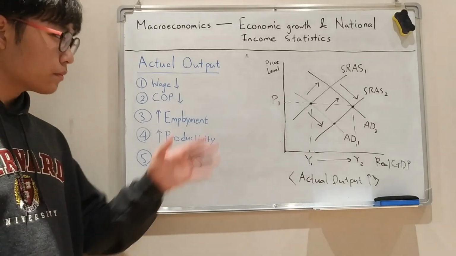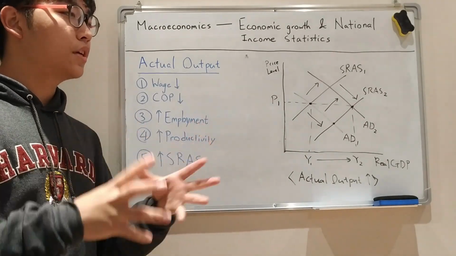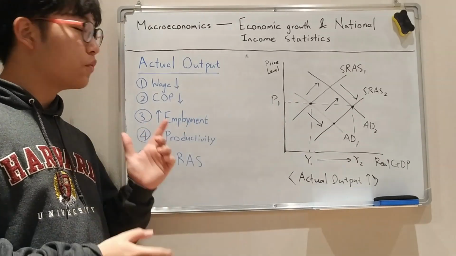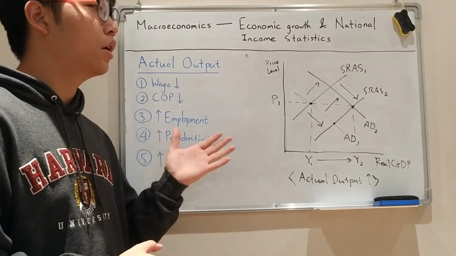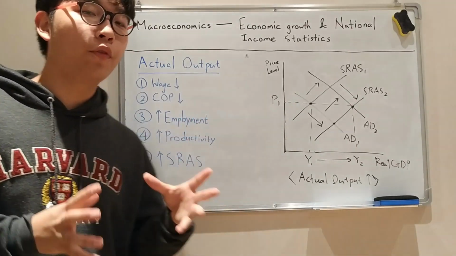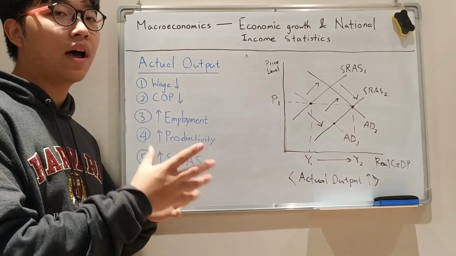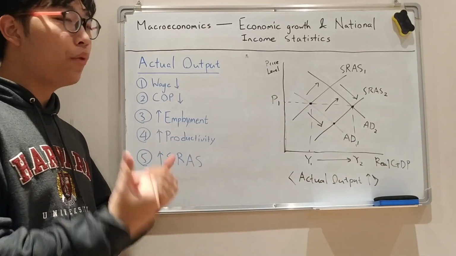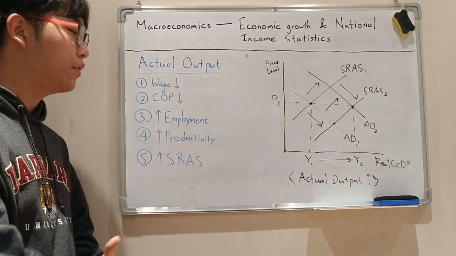So first, SRAS. If there's more skilled laborers inside an economy, it causes the wage to drop. That is because if you look at the labor market, although you don't have to draw it here, it is good for you to understand that in the labor market, there's more supply of laborers. That means the wage would drop. If the wage drops, in the firm's perspective, the cost of production would drop, so they would increase employment.